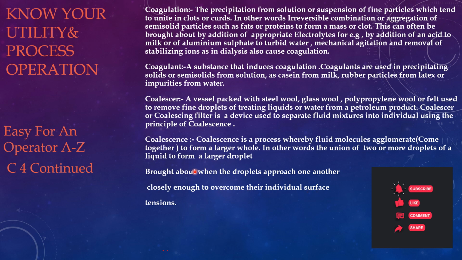It's called coalescence. Coalescence is a process used to remove oil from water, and that equipment is called a coalescer. Coalescence is a process used to remove different types of solids from liquid, and oil from water. Hope you understand these important words starting with C.